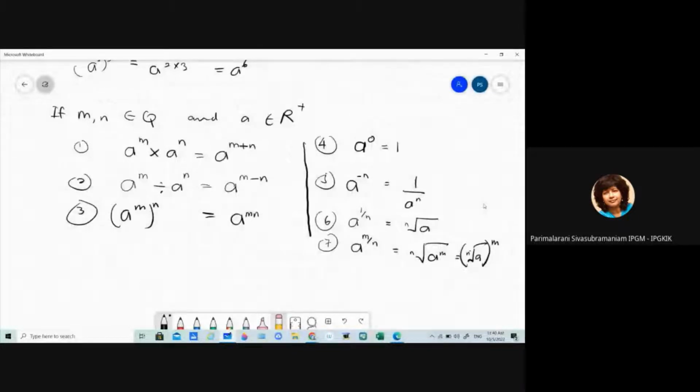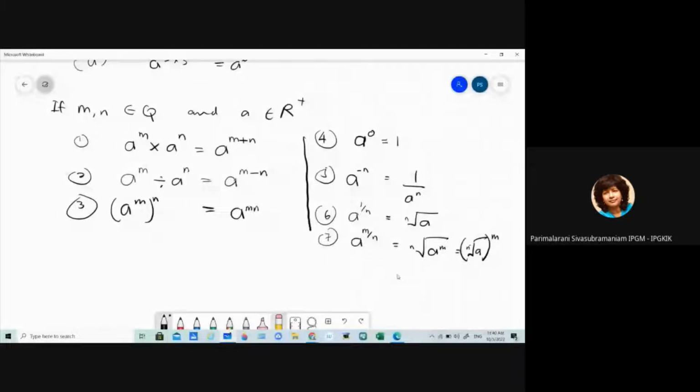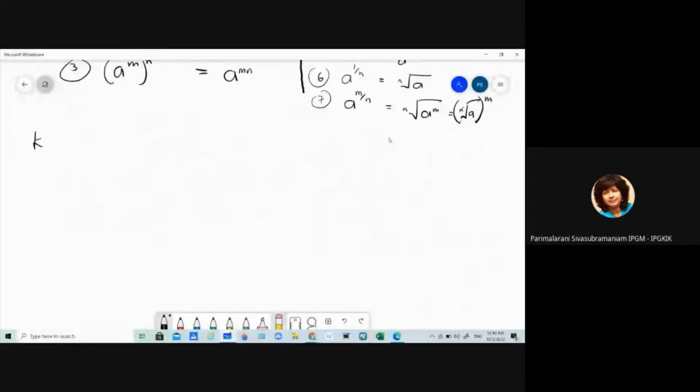Any questions on exponents? Okay, so far? Okay, let's look at some examples. Find the value of 27 to the power of 2 over 3. So you know 27 to the power of 2 over 3 is what? Root what?